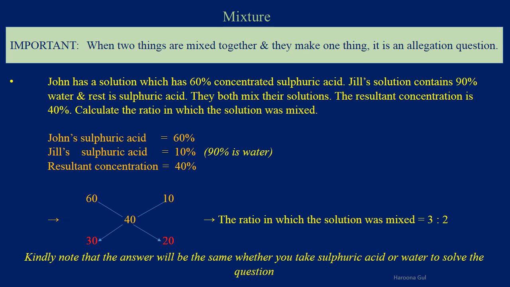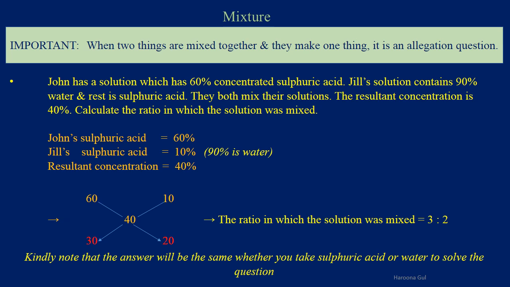Okay, we're now going to be discussing mixtures, and the important thing to note is that when two things are mixed together and they make one thing, it is an alligation question. So you've been given a hint on how to identify an alligation question, right?